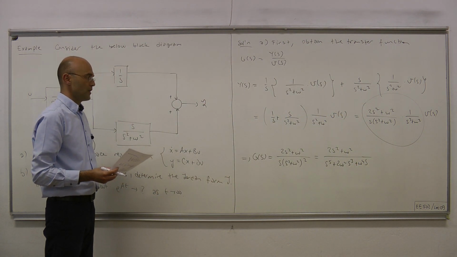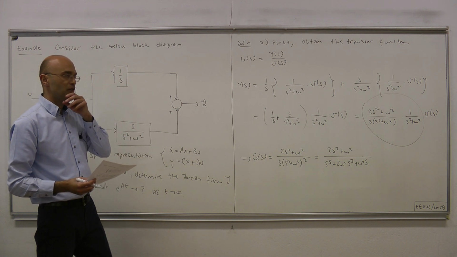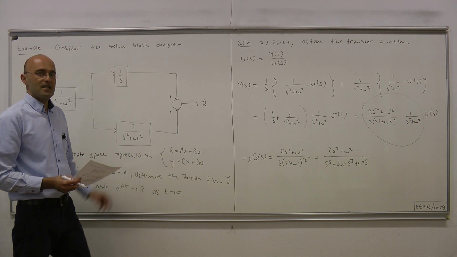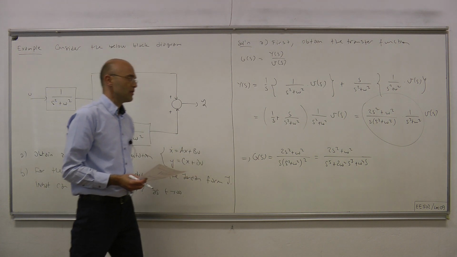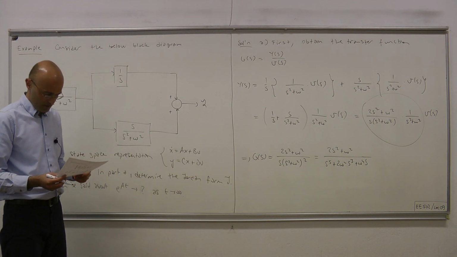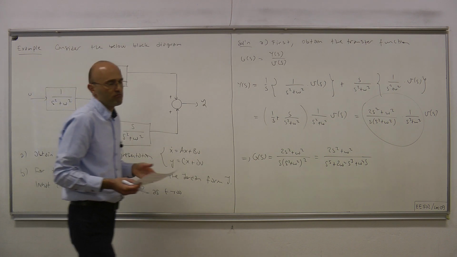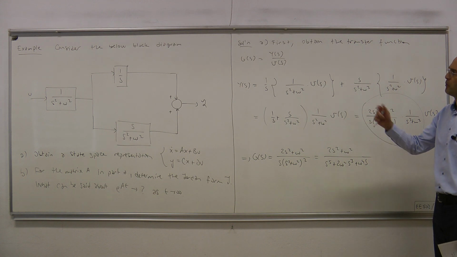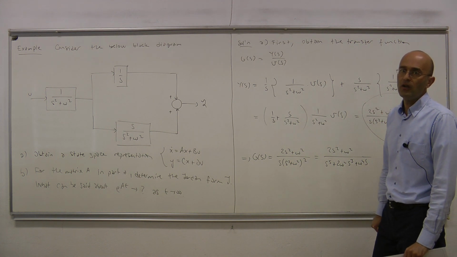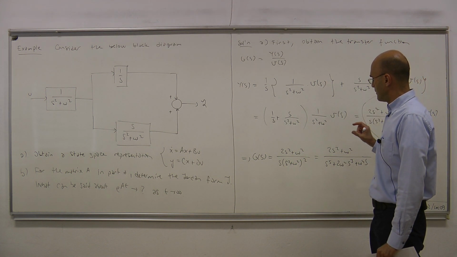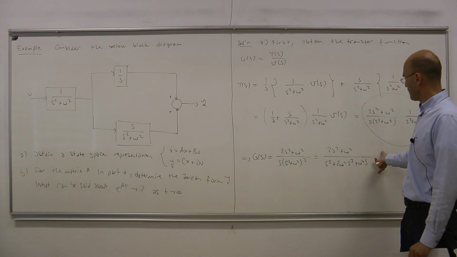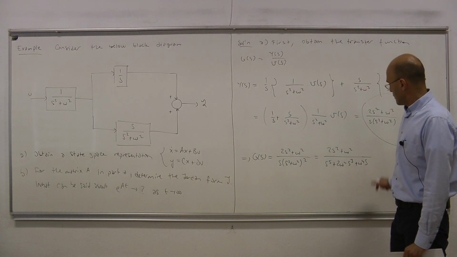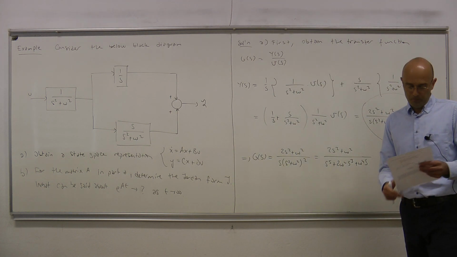Okay, so that's the transfer function. And once we have the transfer function, now we can apply our favorite method that takes us from the transfer function to the state space representation. And for this example, and for no particular reason, we're going to apply the controllable canonical form representation algorithm to obtain the state space representation for this transfer function.